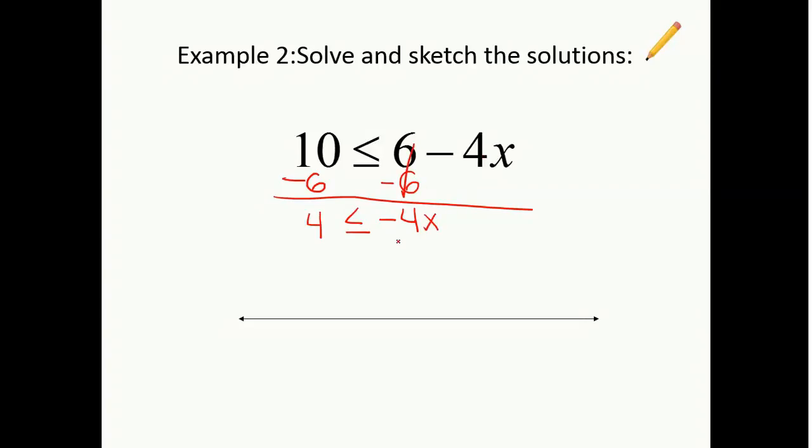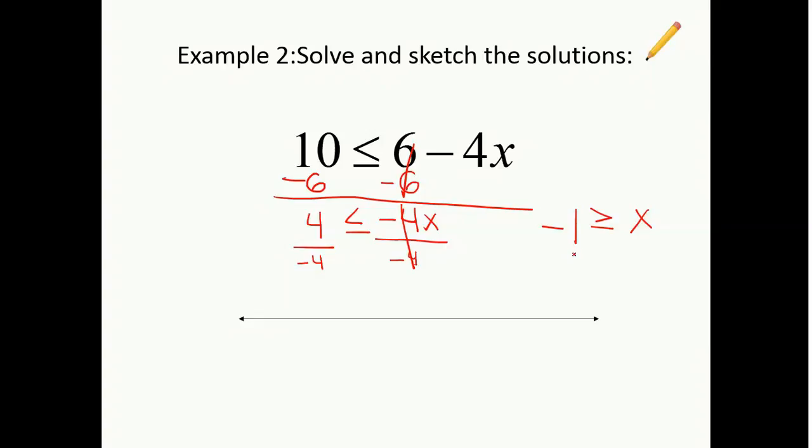Well, negative 4x, I'm going to divide by negative 4. Now, there should be a little warning light in the back of your head going, warning, warning, warning. You divided by a negative. I got to flip that sign around. So I have 4 divided by negative 4, negative 1. And then this sign, instead of being a less than, he's going to now turn into a greater than symbol. And then I get a 1 there, so just x. So negative 1 is my solution.